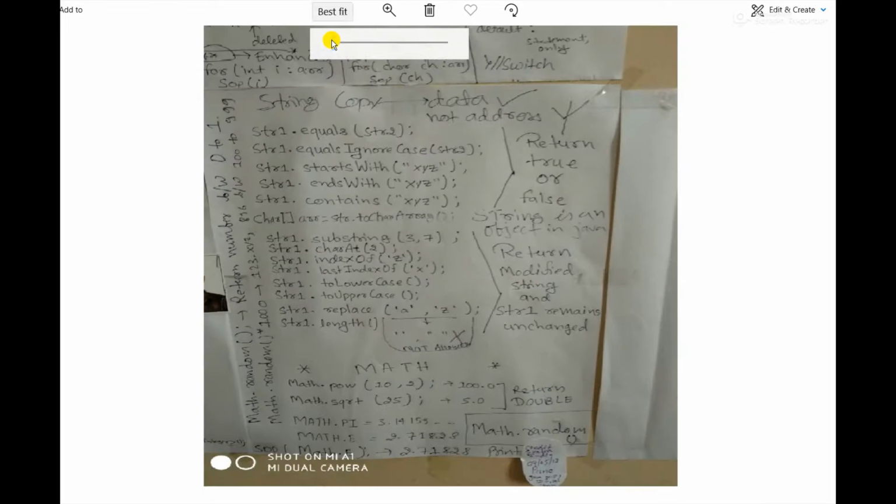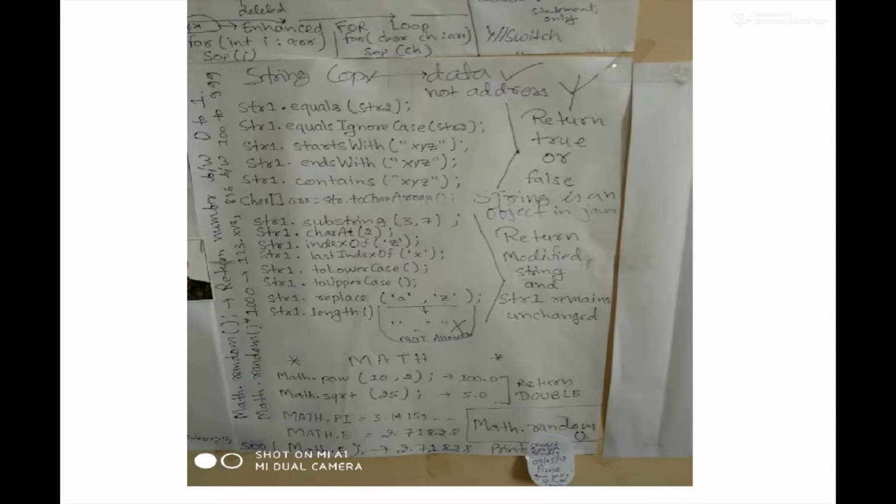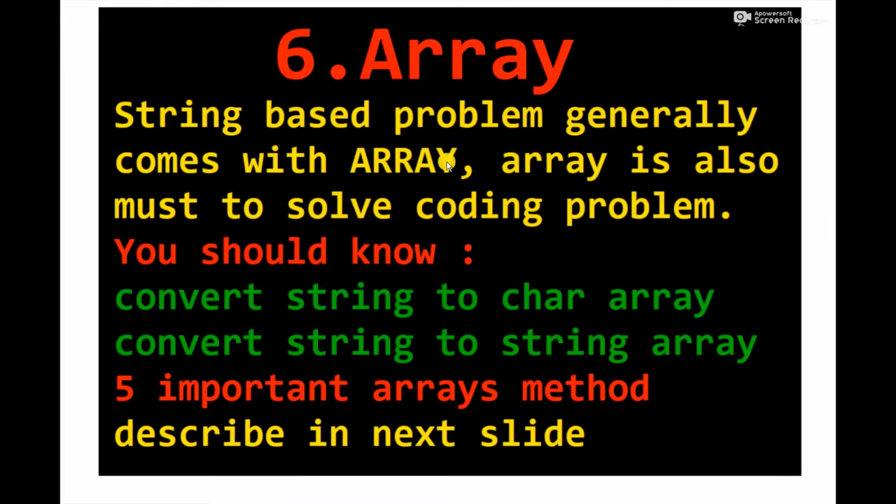So here are some methods. You can go on the internet and search, lots of methods are there also. Next one is array. Array is also important. Whenever there is a problem on a string, generally arrays are also used there. An interviewer can ask you about arrays separately, so array is also important.